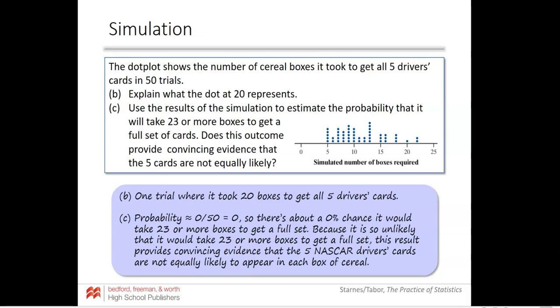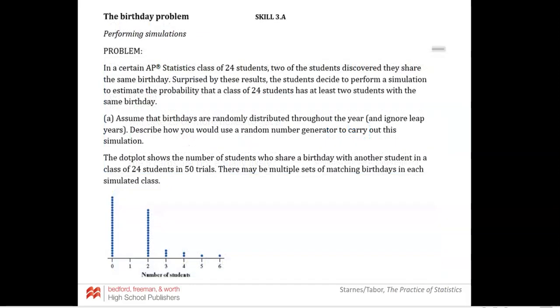I think we have enough evidence to say if 23 is really what we got, we say there's a 0% chance. Like, we can actually write the company and say, look, we've proved this with statistics. Something funny is going on. You're not producing the same amount of each card.